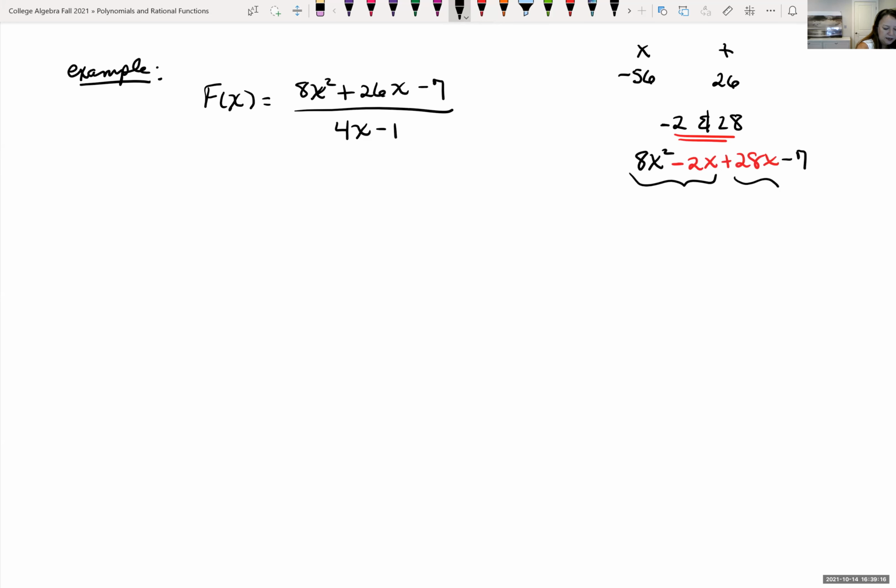Factor by grouping. I can pull a 2x out of the first two terms, and I'm left with 4x minus 1, plus, in the second grouping, I can pull out a 7. And if I do that, notice I have 4x minus 1. So pulling out 4x minus 1, we're left with 2x plus 7. So notice this is setting my numerator equal to 0 and my denominator equal to 0 at the same spot of 1/4.